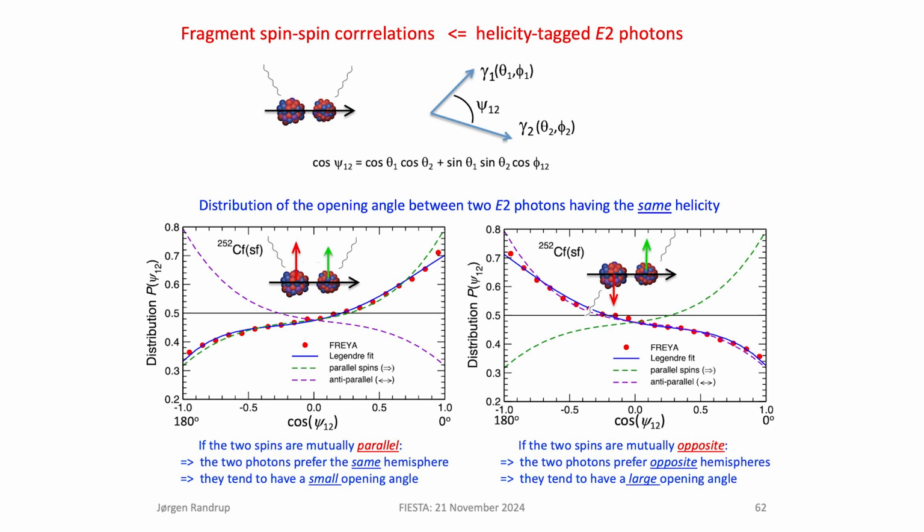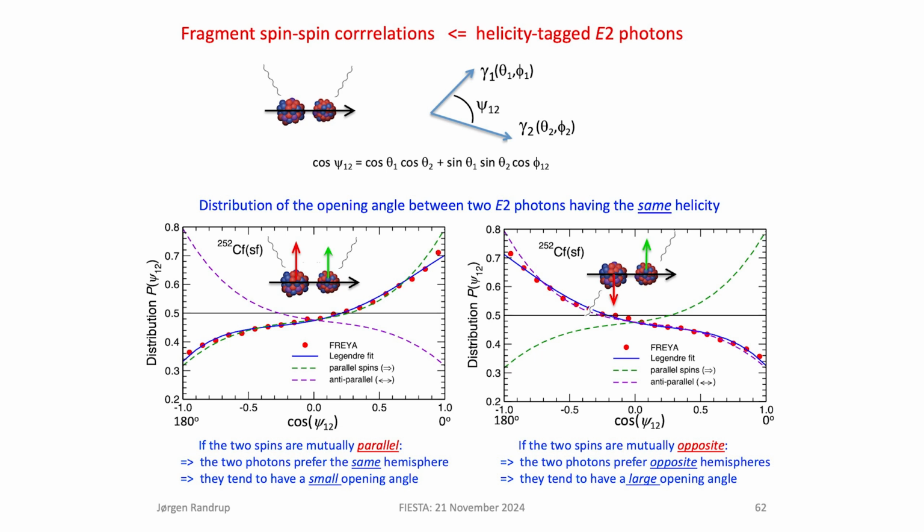So here are the two fragments. Each one emits a photon. We have a relative angle between the two photons, and now we look at the distribution of that angle. For example, two photons that have the same helicity. Then, if the two spins are parallel, as I explained before, there's a tendency for the photons to go up. They go more in the same hemisphere as the spin, and this means the opening angle is not so big.